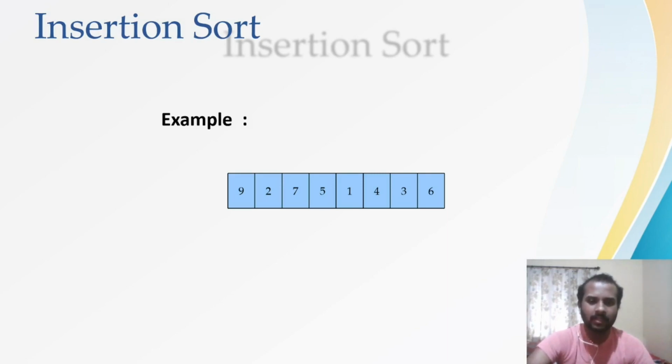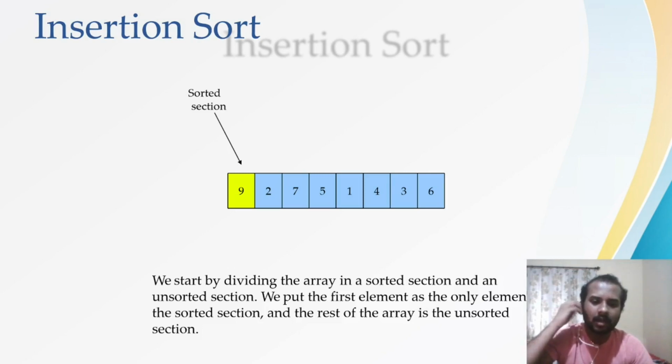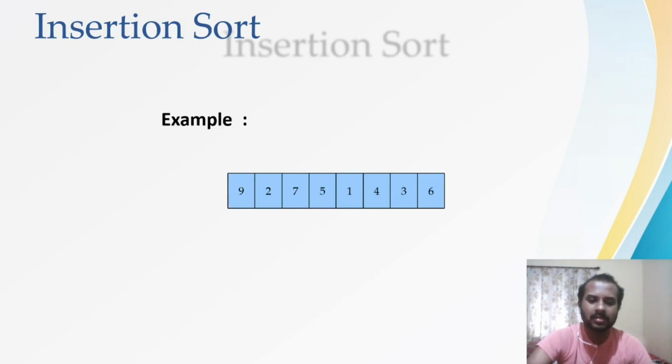So this is my example: 9, 2, 7, 5, 1, 4, 3 and 6. Now let us say that I am moving 9 to the sorted part. Since nothing is present in the sorted part, 9 is sorted. I already mentioned we are going to have a sorted section and an unsorted section. In the previous step, we assumed that this is completely unsorted, right? So I am moving one element, the first element, which is 9, to the sorted list.